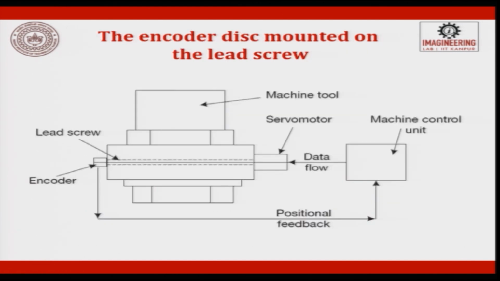The encoder's disc is mounted on a lead screw. This is the encoder, this is a rotary encoder, and this is the machine tool. We have seen enough of servo, data feed, machine tool, position feedback is given from the encoder. The velocity is given by the tacho generator.